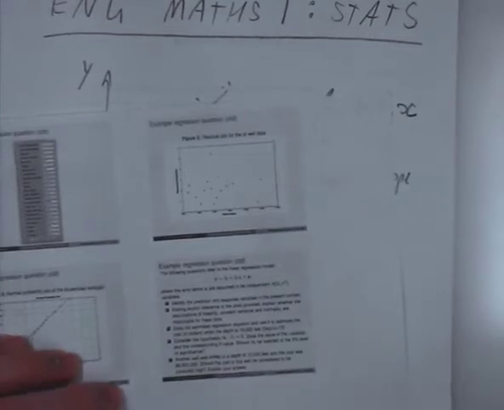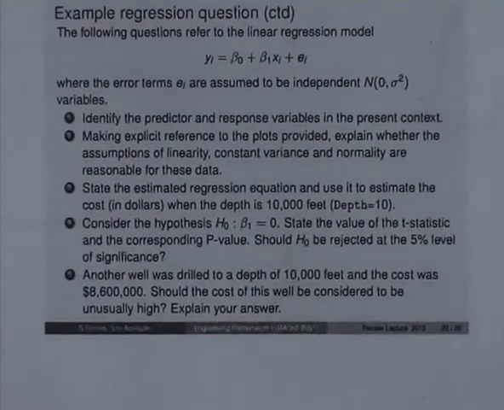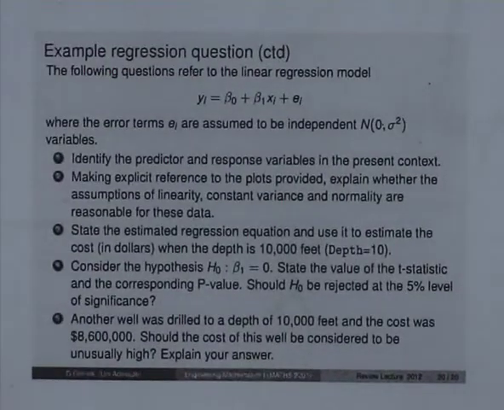Okay, so let's have a look at this. This is the actual question in the exam that he was referring to. So the following questions refer to the linear regression model y, I think, is beta naught plus beta 1 xi plus ei. And that ei is the error. It's how far that the line is from the real value. Okay, I'm going to write this out down again in a second.